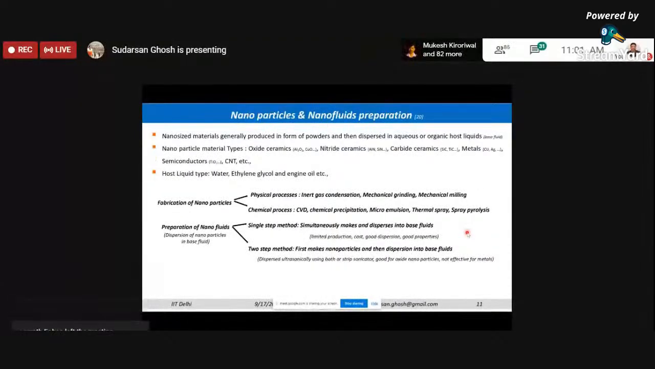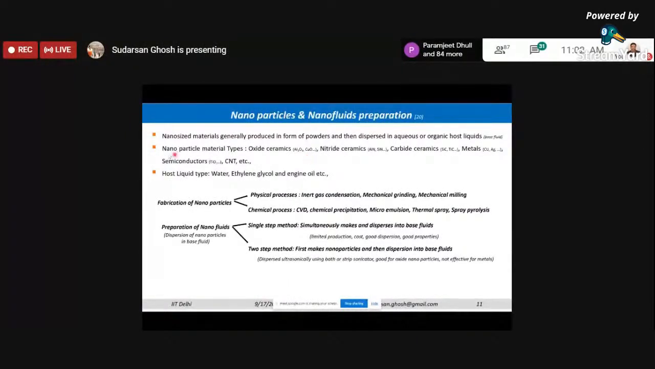Now, how can these nanofluids be prepared? They can be prepared in-house. Normally we have prepared them in-house only, but the nano-sized materials in the form of powders have to be procured. They can be either in an aqueous medium or in some organic host liquids. Sometimes they can be in dry powder form also. We have purchased these nanoparticles from outside, from a German company.